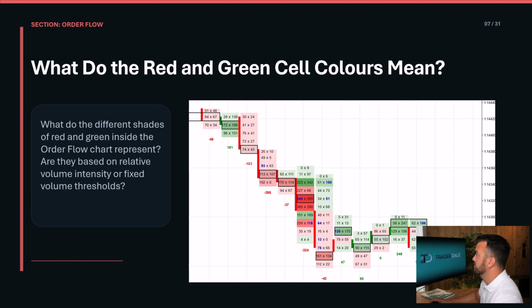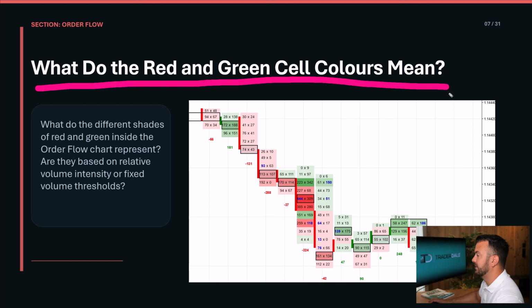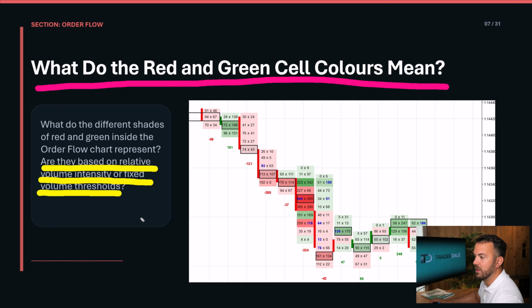The next question was, what do the red and green cell colors mean? And it continues also in here, where the person asked, are the colors and the shades of the colors based on relative volume intensity or fixed volume thresholds? Now let me start with the first part of the question. What do the red and green cell colors mean?